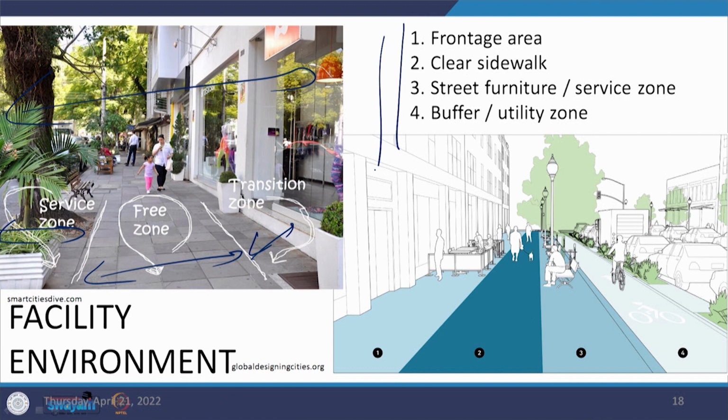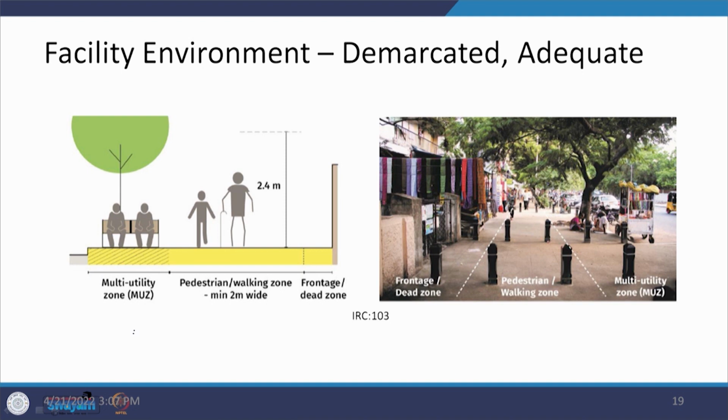Here you can see the frontage area, clear sidewalk, street furniture or buffer or utility zones defined across the width, apart from the parking or carriageway utilized for motorized vehicles. In another case, we already discussed spaces being dedicated for different types of uses, and the same is portrayed in this photograph, also from the southern city, where you can see the dead zone, the multi utility or functional zone, as well as the pedestrian walking zone clearly defined, marked and separated, and also protected by way of bollards, so that no vehicular movement takes place on this facility.